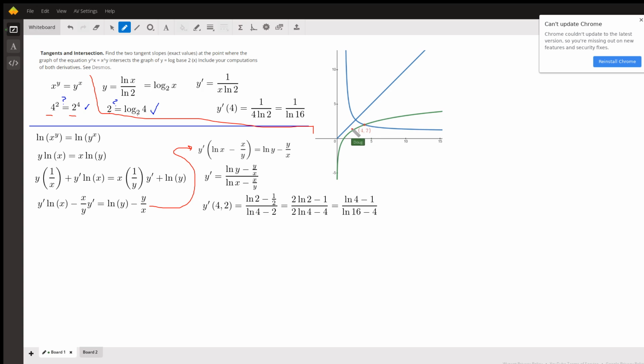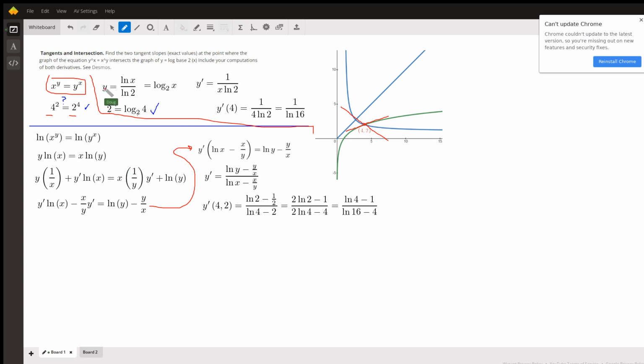So to find the slopes of the tangent lines, like there's one and there's the other one, we need to find the derivatives of each of these and then substitute in 4 for x and 2 for y.